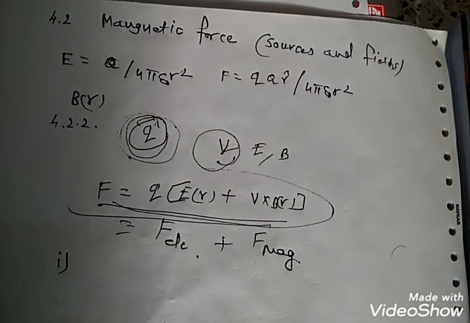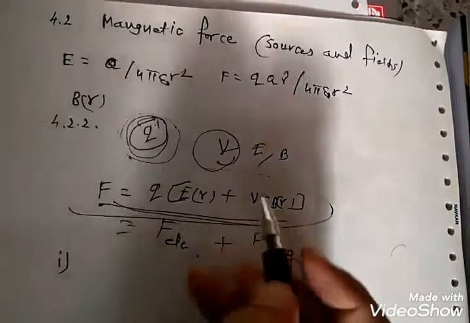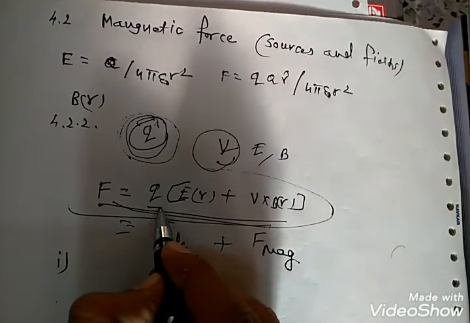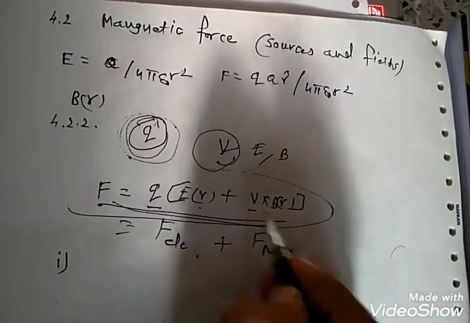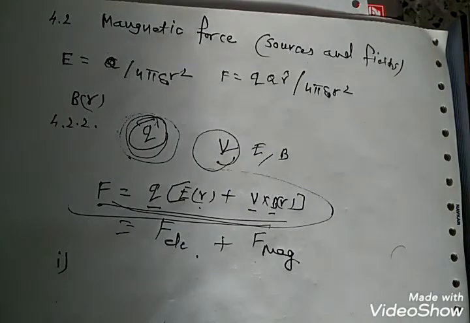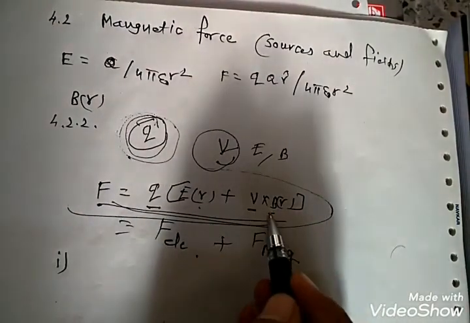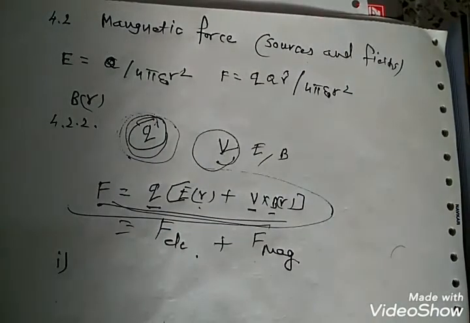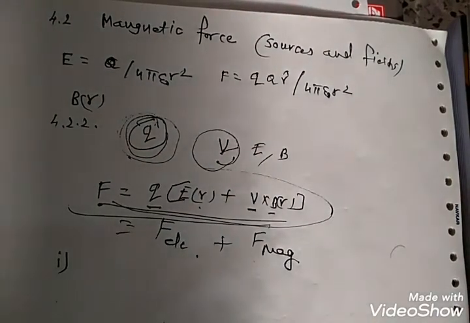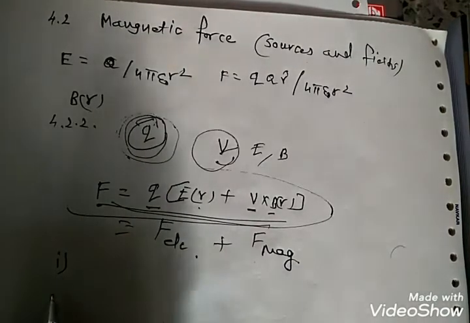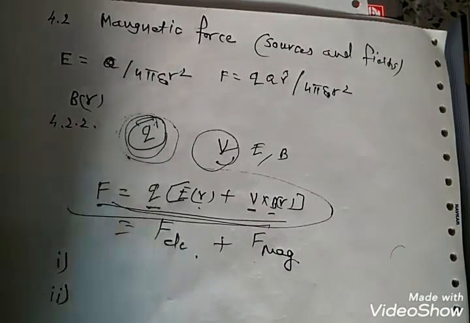In the first point, it depends on q, v and B. It depends on the charge of the particle, velocity and magnetic field. Force on a negative charge is opposite to that on a positive charge.